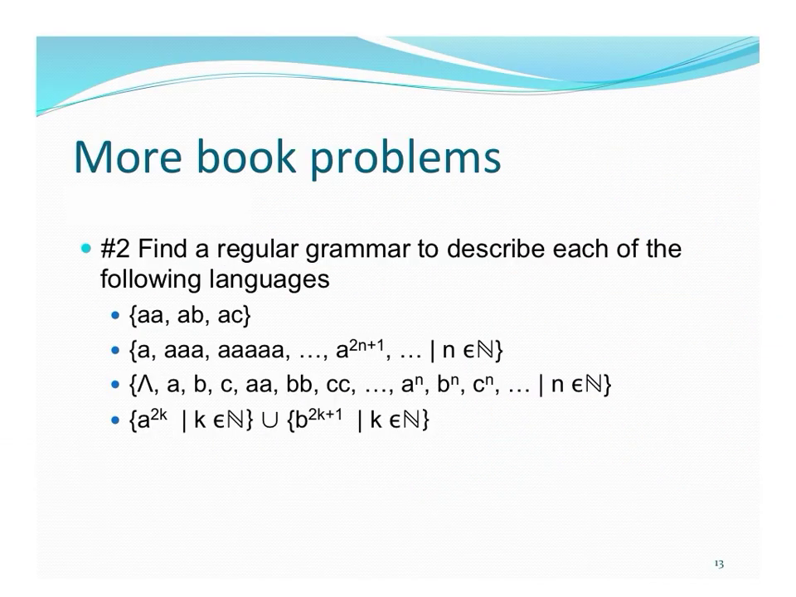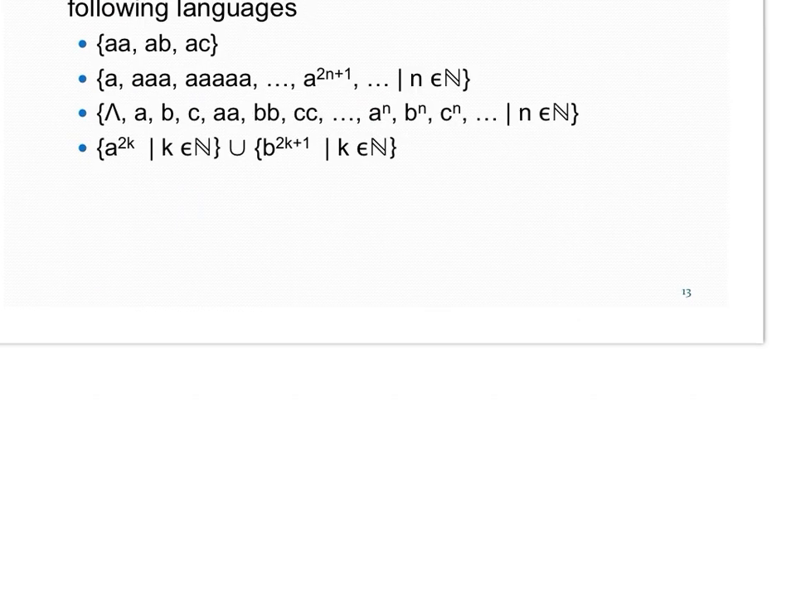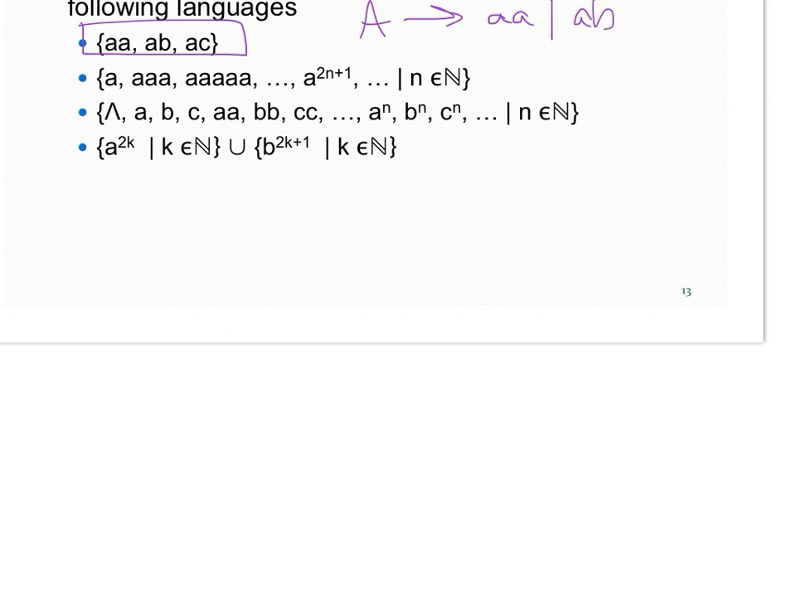All right, some more problems from the book. Find a regular grammar for each of these. So we'll start with purple. This one's easy, right? This is just a finite number of strings. So maybe I'll start with A here, and I'll say A goes to AA or AB or AC.